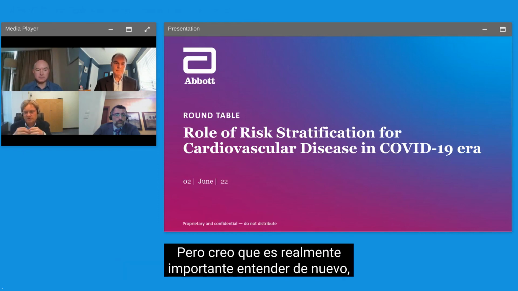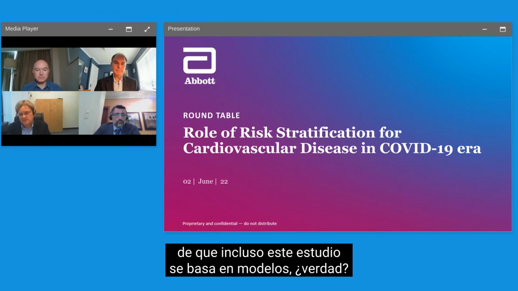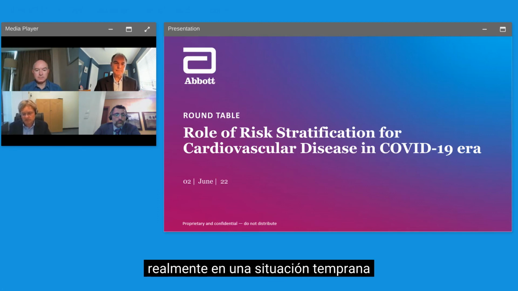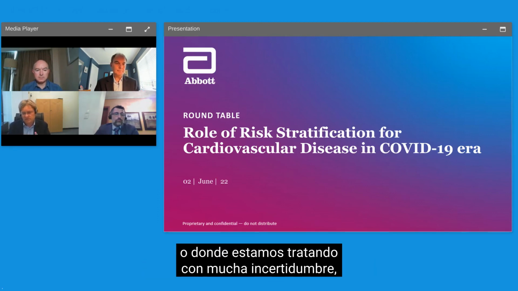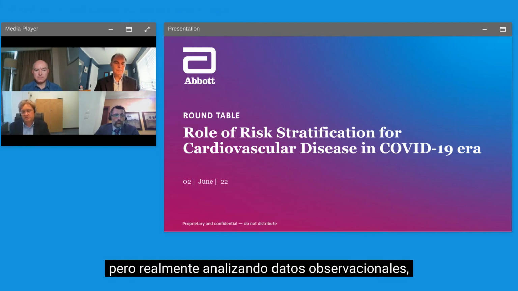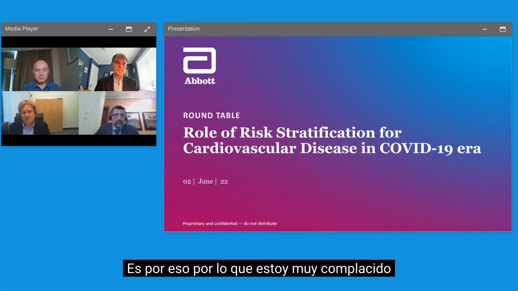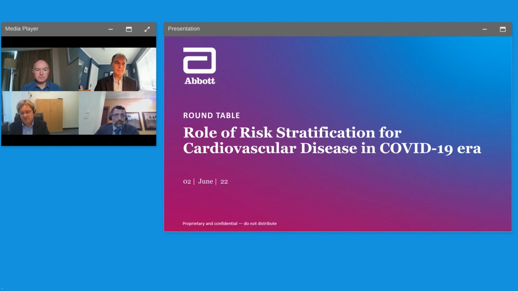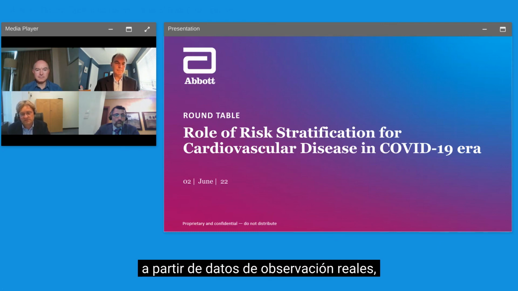But I think it's really important to stress again that even this study is model-based. Building a model is a wonderful tool in an early situation where we are dealing with a lot of uncertainty. But analyzing observational data would be the very next step. That's why I'm really thrilled by the presentation of the Medcan data. This is a wonderful baseline for the next step, to really understand from actual observational data the benefit of high-sensitivity troponin I.